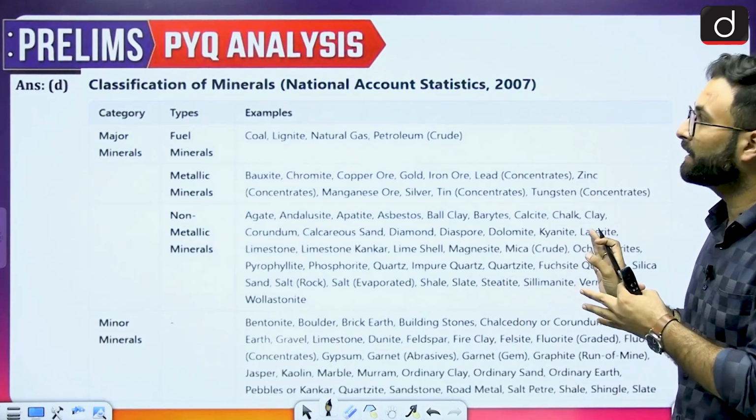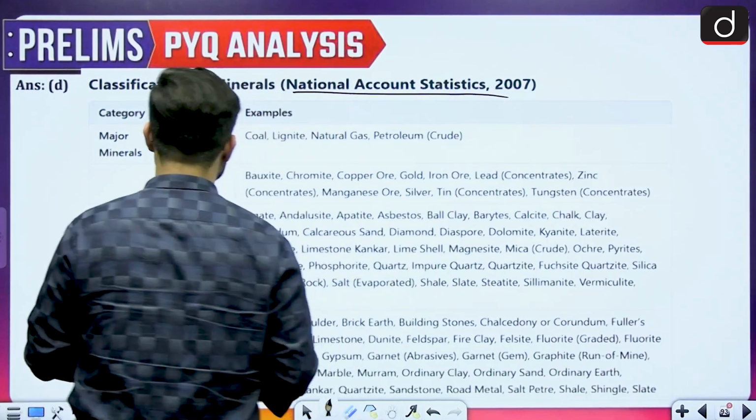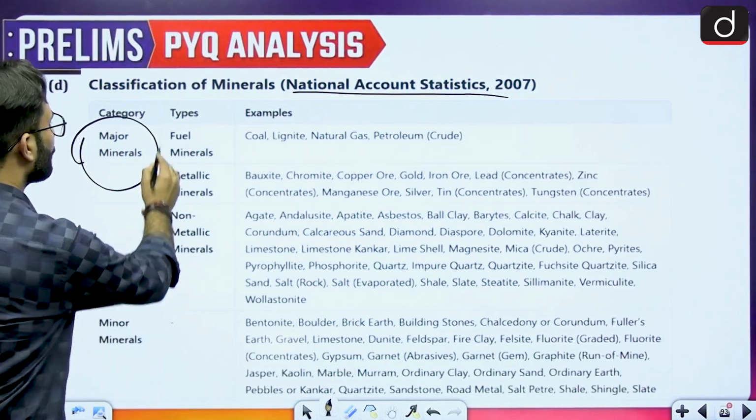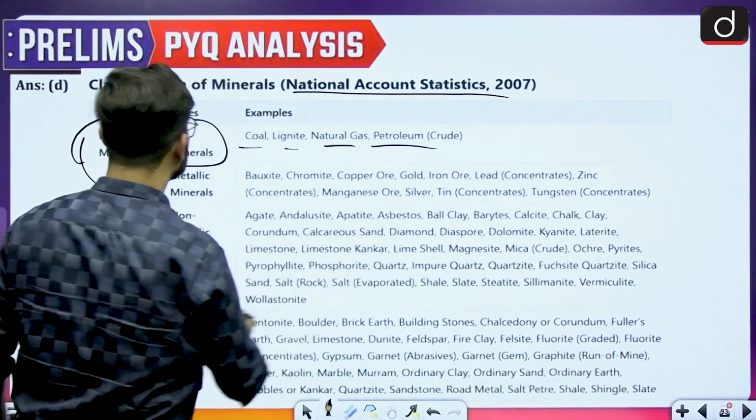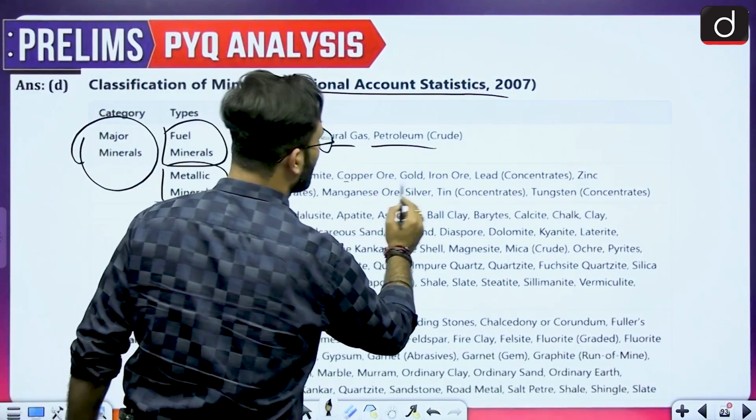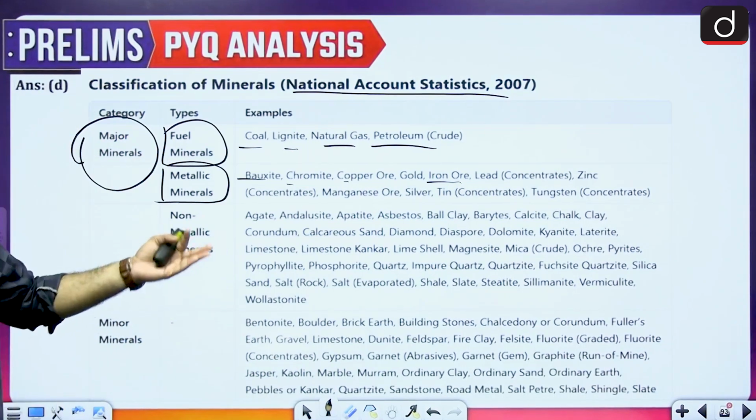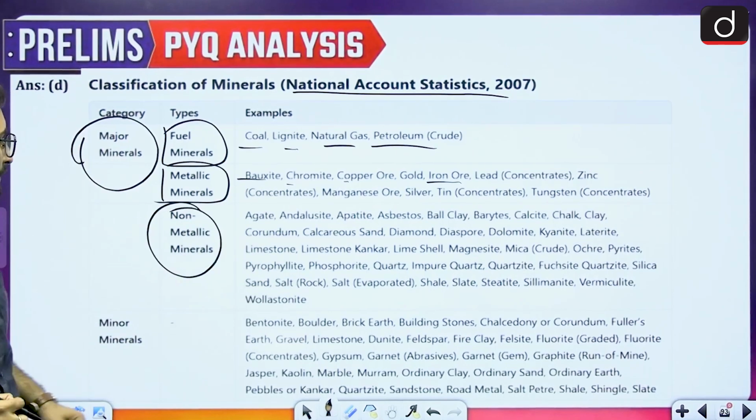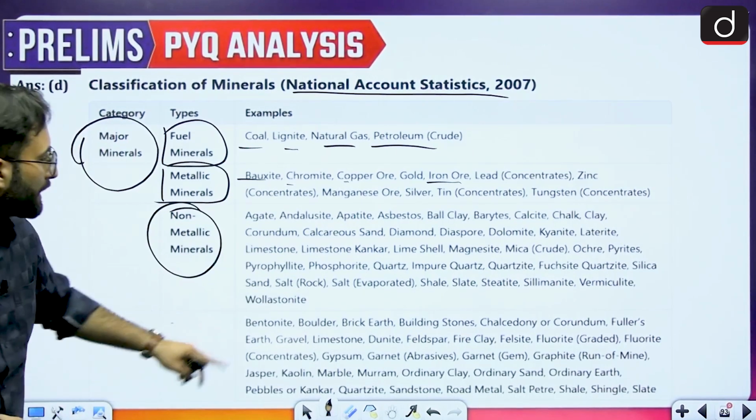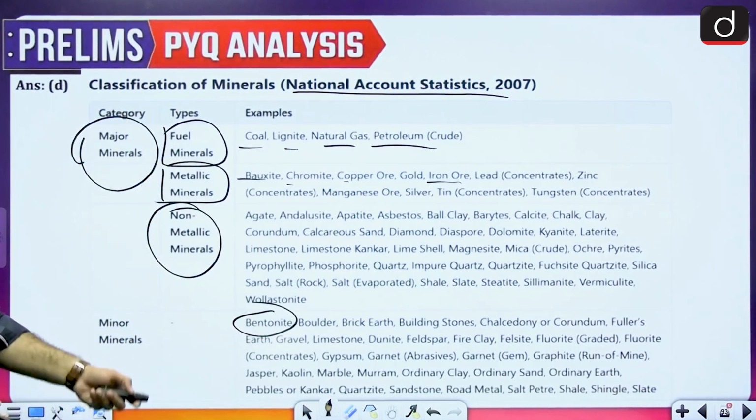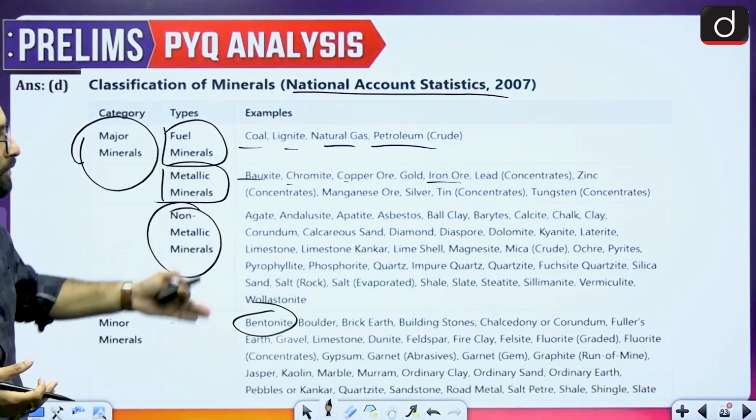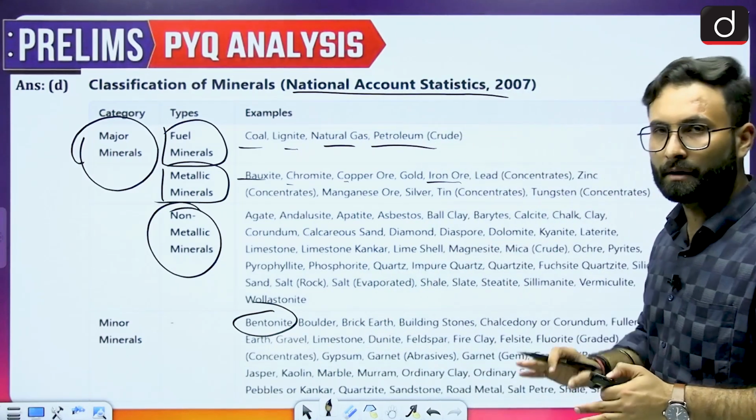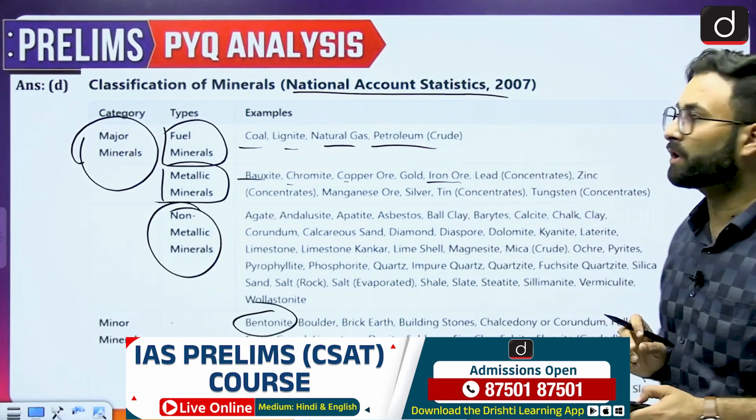Okay, so how will you know? There is a list which has been given. By the National Accounts Statistics 2007, there is a list, major minerals are given, and they are divided into different sections. That is fuel minerals: coal, lignite, natural gas, petroleum. Metallic minerals: bauxite, chromite, copper, iron ore, lead, zinc, manganese, etc. Then non-metallic minerals, which is also a grouping given here. Then minor minerals, like bentonite, given over here. Obviously it will not be very easy for you to go through this particular table, but please, those minerals which are in the news for some reason, please remember their names or go through this table at least once before your examination. Okay, so that is there.